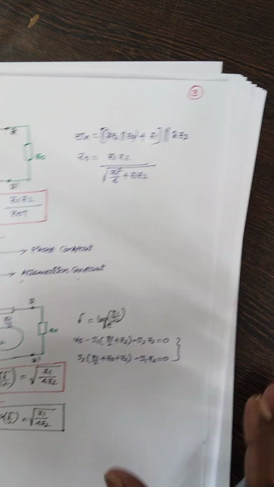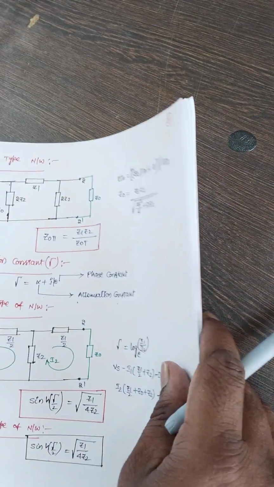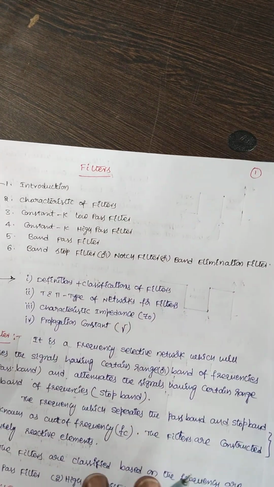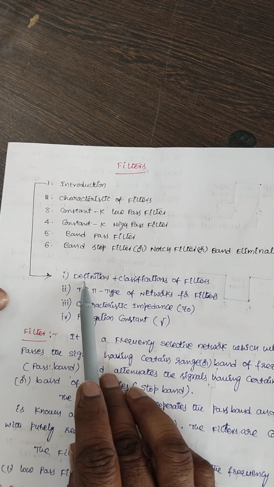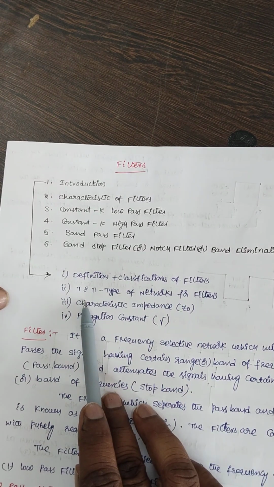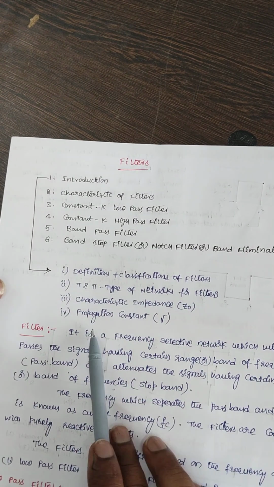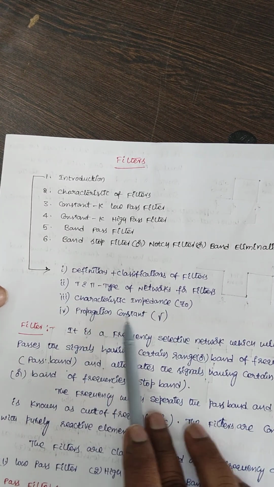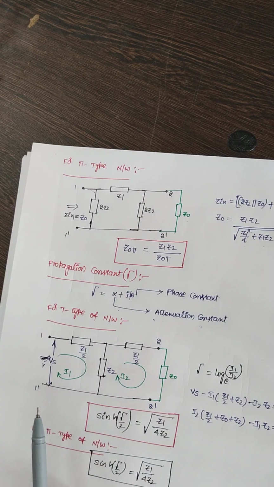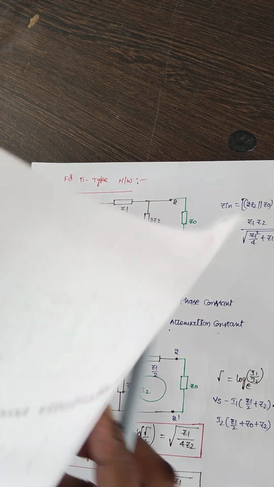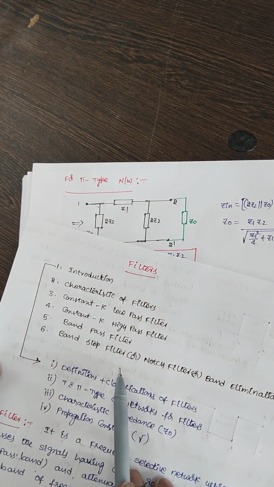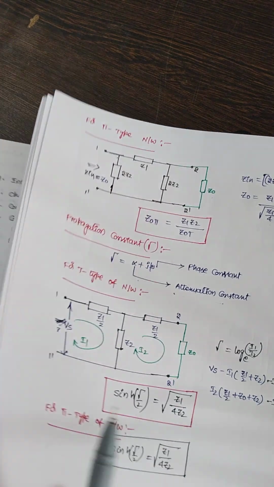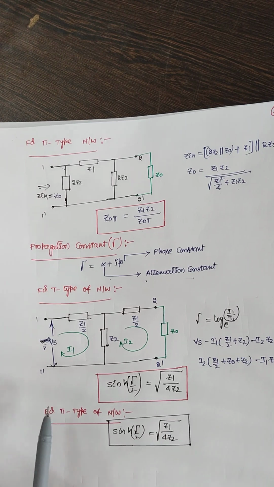So the basics, our introduction concept, definitions and classification of filters, is over. T and pi type of networks for filters is over. Characteristic impedance Z0 is completed. Propagation constant, I just now completed this concept. Next thing, the characteristic of filters. Let me explain this characteristic of filters.